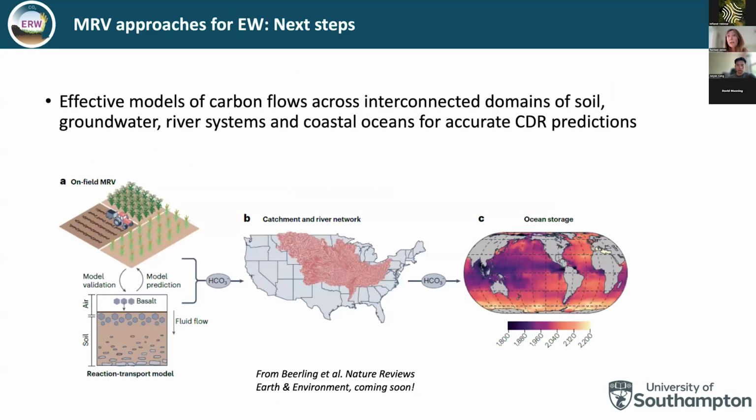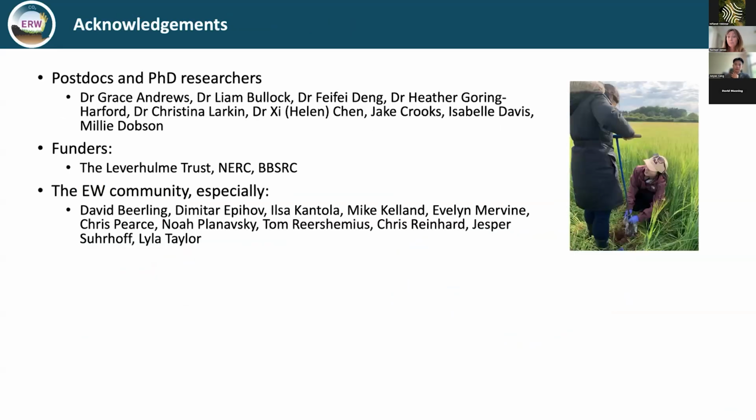And of course, ultimately, we're going to need to go towards modelling. We can't have enormous sampling programs over the large scales needed for carbon dioxide removal. So we're going to need effective models for carbon flows across soils, groundwater, river systems, and the oceans for accurate CDR predictions. And they're really a long way off at the moment.